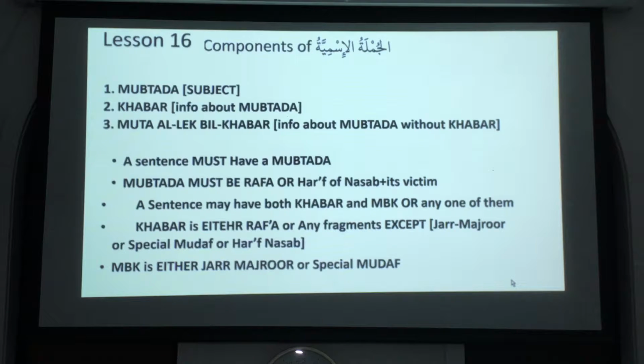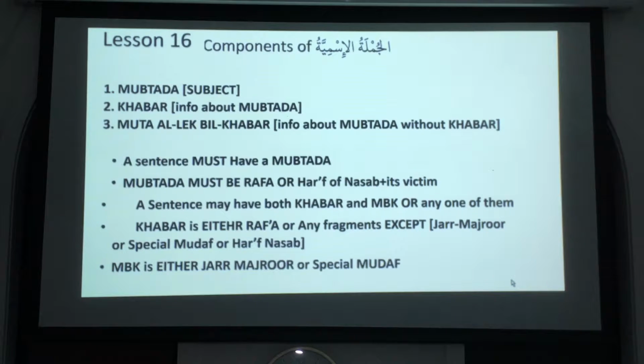If I say, I am in the masjid, "I" is the mubtada, the subject. "In the masjid" is muta'alliq bil khabar, because it's like I am present in the masjid. If I say I am present in the masjid, then I will be the mubtada, subject. Present will be the khabar, predicate. Where are you present? In the masjid. Extra information. So the main information is I am present. Where? The extra information is muta'alliq bil khabar. Okay, that is the extra information.